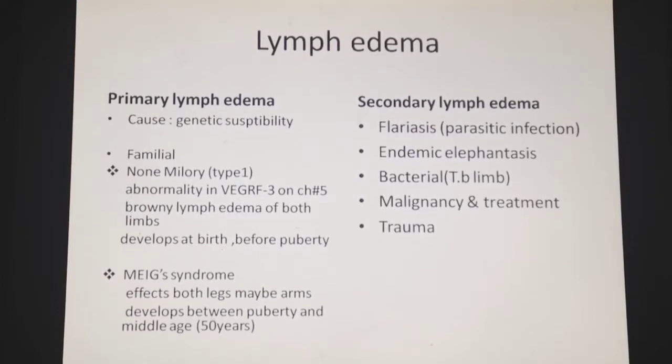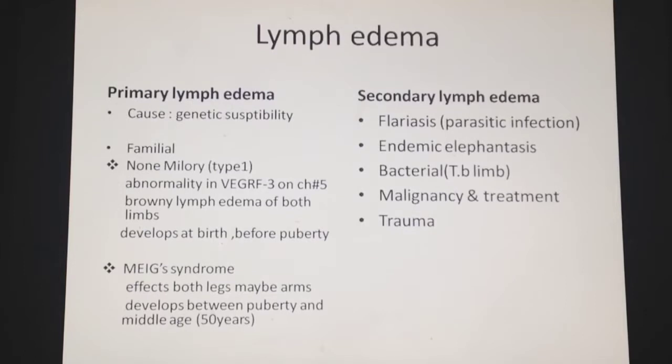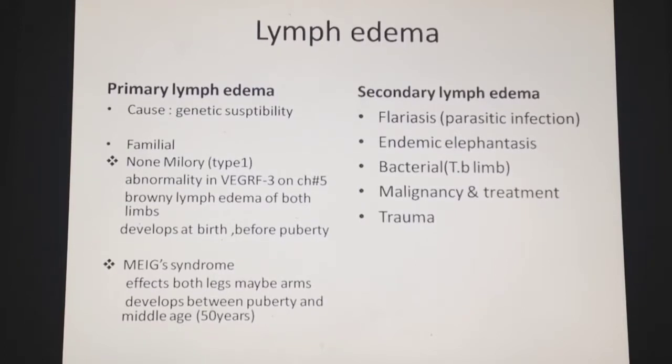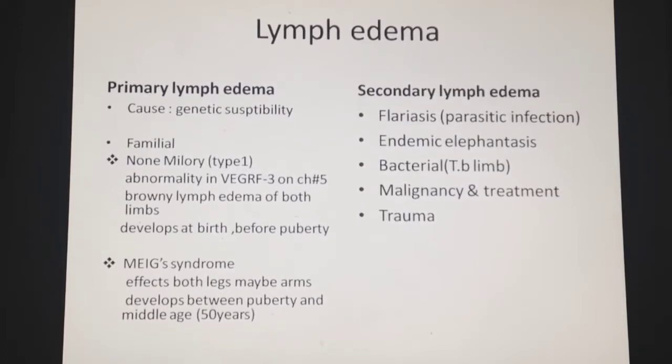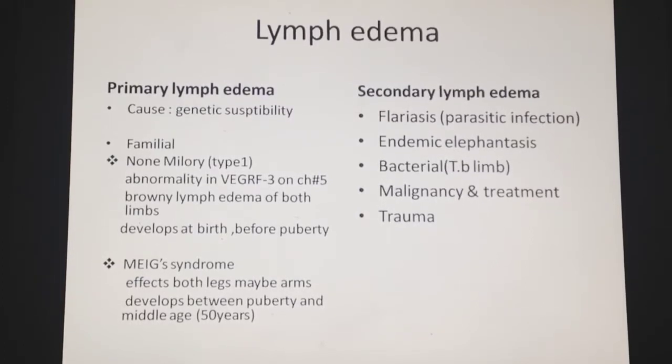Lymphedema has a primary cause or a secondary cause. In a primary cause, there is a genetic problem, such as either it could be familial, such as Milroy type 1, in which there is abnormality of VEGFR on chromosome number 5, which causes brawny lymphedema of both limbs. This condition develops at birth or before puberty, while Meige syndrome affects both limbs and sometimes arms, and this develops before puberty or even in middle age, which is 50 years.